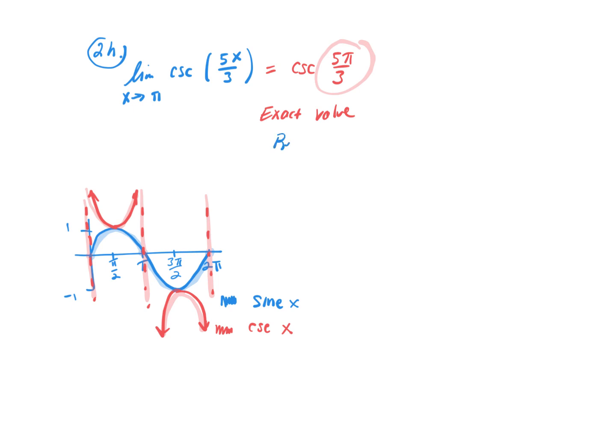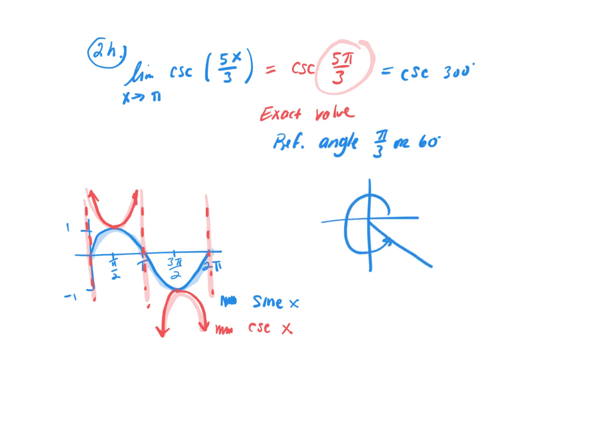Our reference angle is pi over 3 or 60 degrees. So if you need to convert this to degrees, sorry, I almost wrote cosine, it's cosecant, cosecant of 300 degrees. All right, that's going to put us into the fourth quadrant with a reference angle of 60. So across from 30 would get the 1, across from 60 would get square root of 3. Hypotenuse would be 2. This square root of 3 has to be negative in quadrant 4.